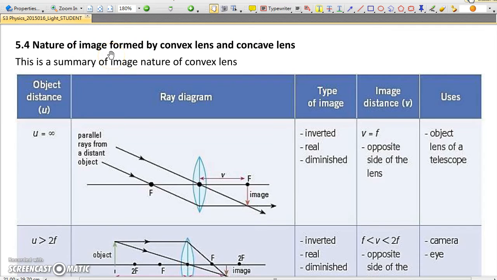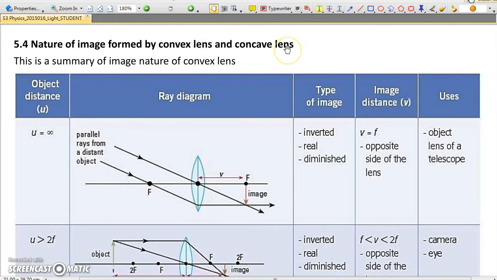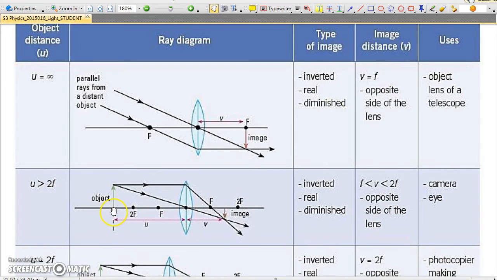Nature of image formed by convex lens and concave lens. Let's start with convex lens. When the object is very far away, the two light rays from the tip of the object are almost parallel, and they will converge to a single point just below the focus, in that way producing an inverted image, which is diminished. When the object is closer, you can draw ray diagrams easily, and you can see the image is still inverted and diminished.